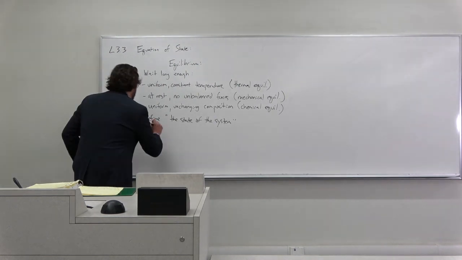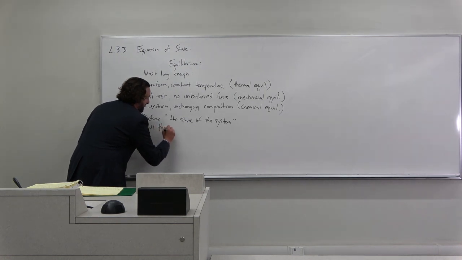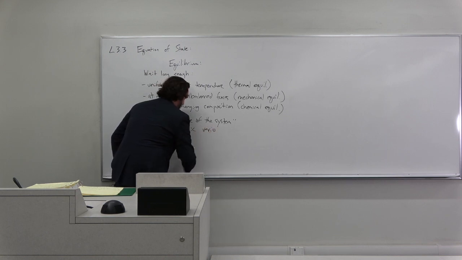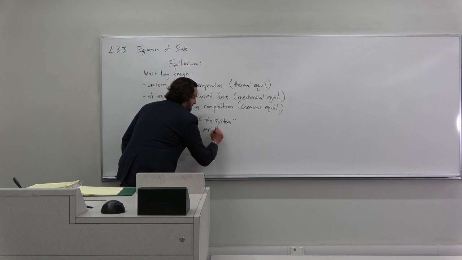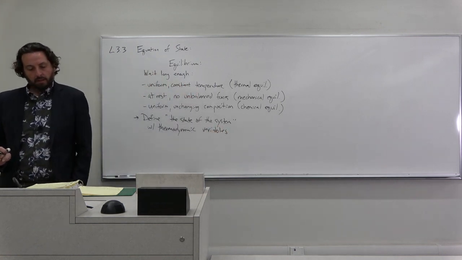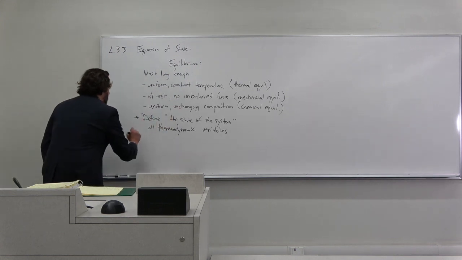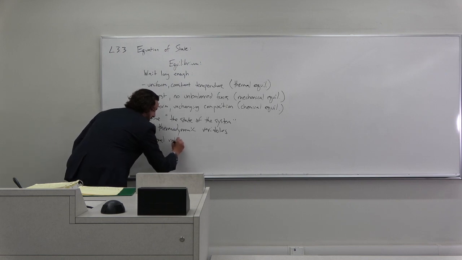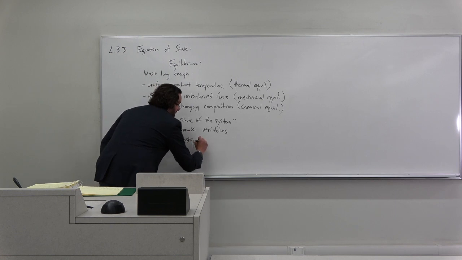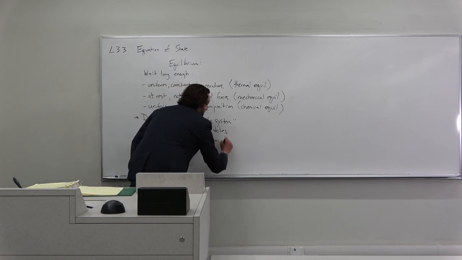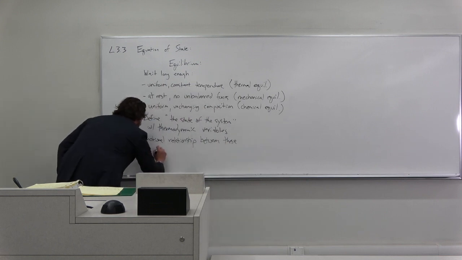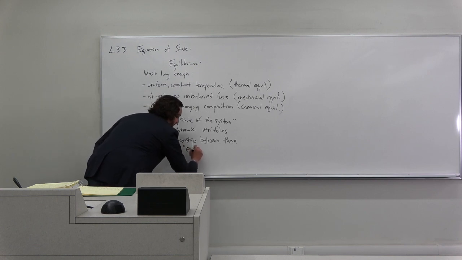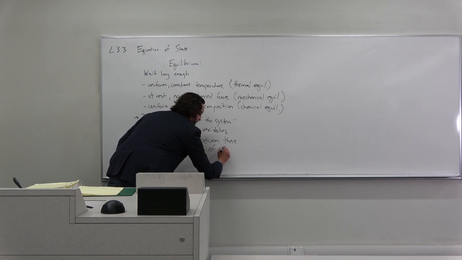So we can define the state of a system with some number of thermodynamic variables. And the functional relationship between these variables is called the equation of state.